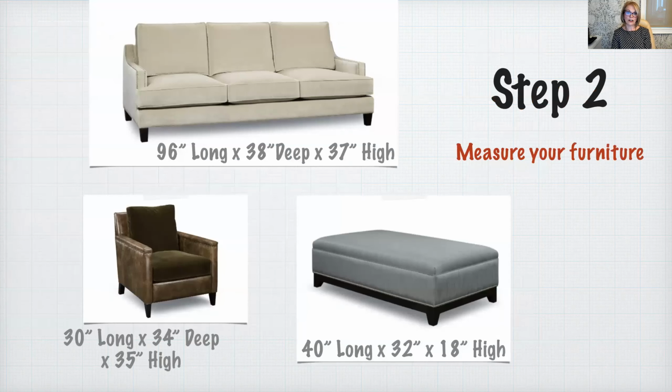So yes, then what you want to do next is you're going to have to figure out what furniture you're going to be putting into your room, and you need to measure your furniture as well. So your sofa, your chair, ottoman, whatever you have, take a measure of it, make a note of it, and write that down on your graph paper as well.